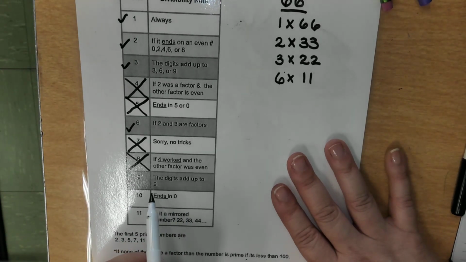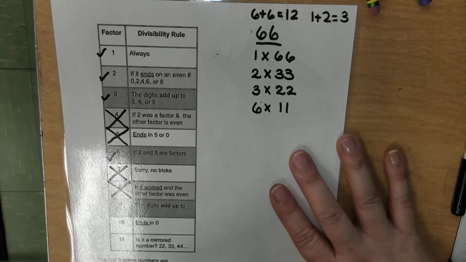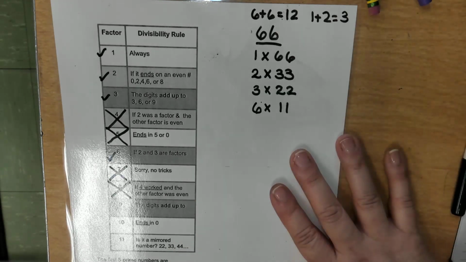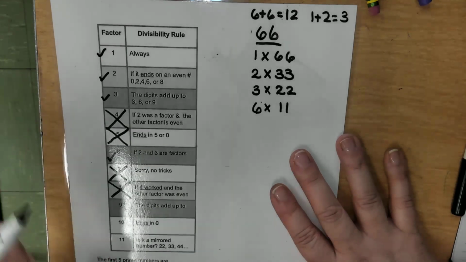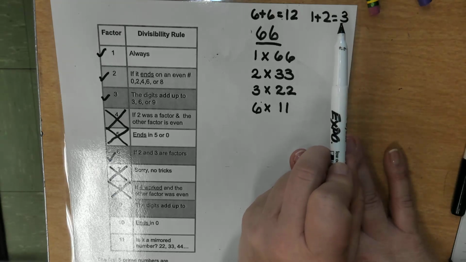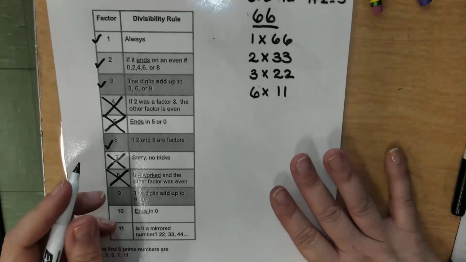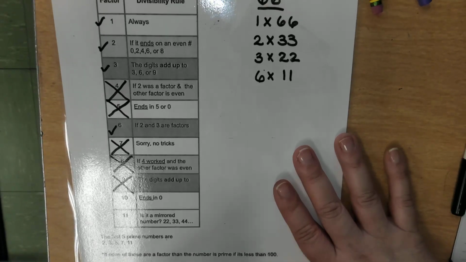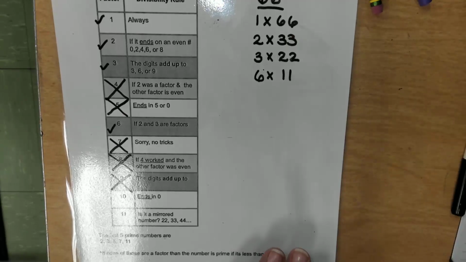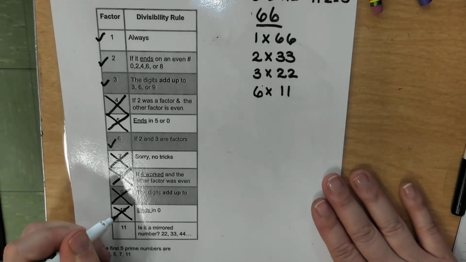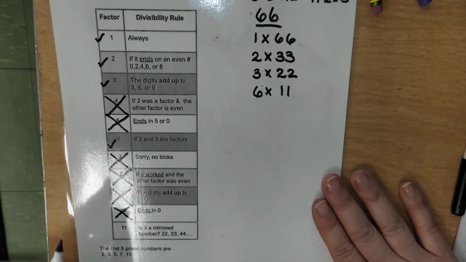9, the digits add up to 9. The digits, we already added them up, and we got 3. So 3 could work and 6 could work. But in order for 9 to work, they need to add up to 9, and they did not. So 9 is not a factor. 10 ends in 0. 66 does not end in a 0, so 10 is not a factor. And what comes after 10?